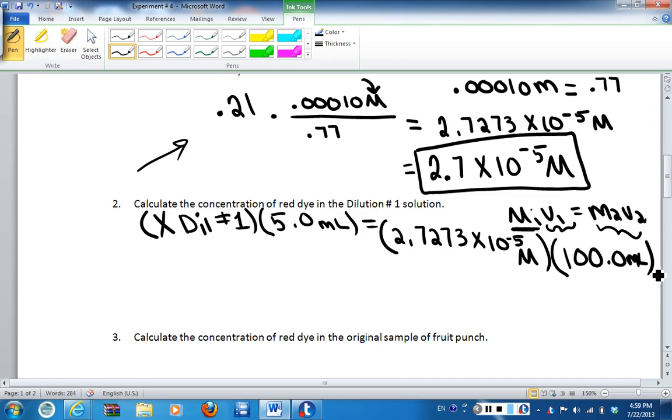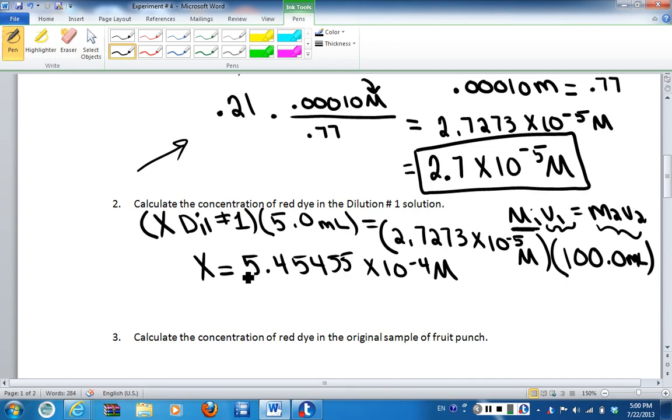So I have everything except M1. If I solve for M1, meaning the concentration in dilution number 1, I get an answer of 5.45455 times 10 to the minus 4 molar. Now, this is the concentration of red dye in dilution number 1.